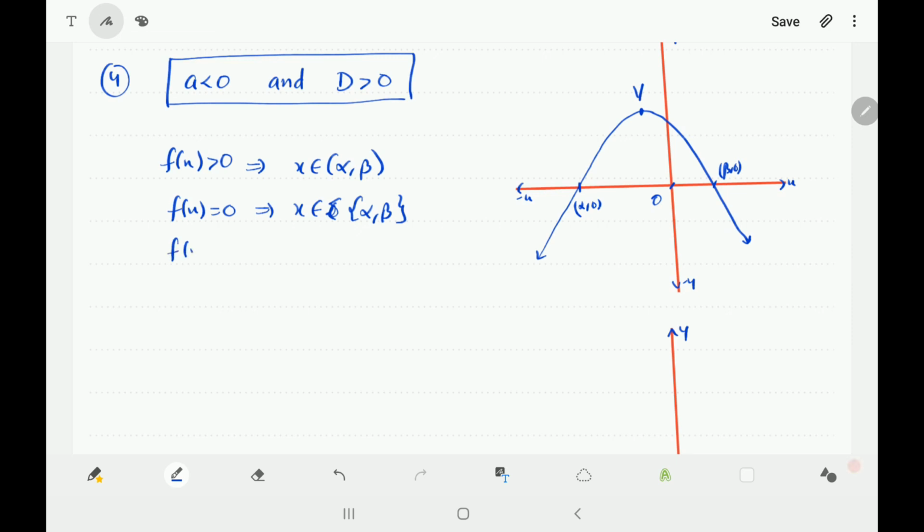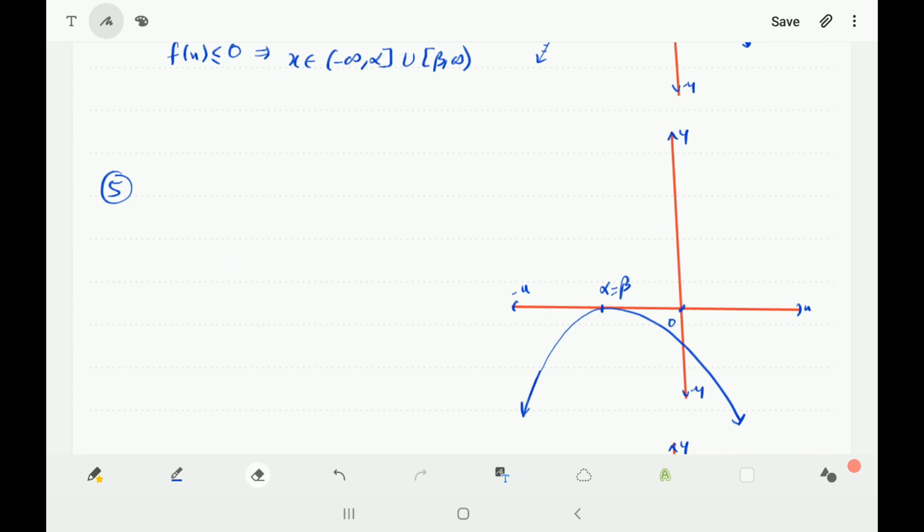If I ask where f of x is less than or equal to 0, less than or equal to 0 means this part f of x is negative, and in this part f of x is negative, and hence x belongs to minus infinity to alpha close union beta to infinity.